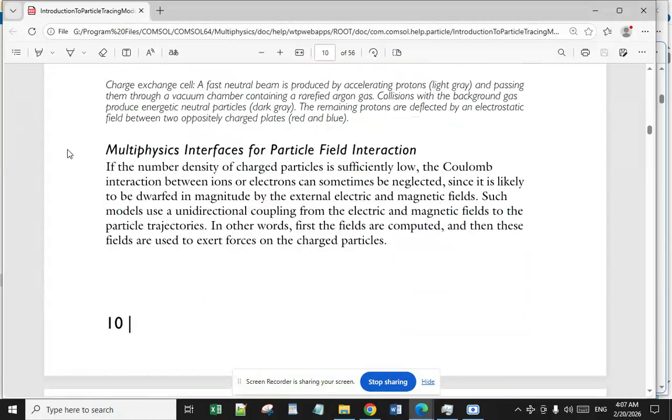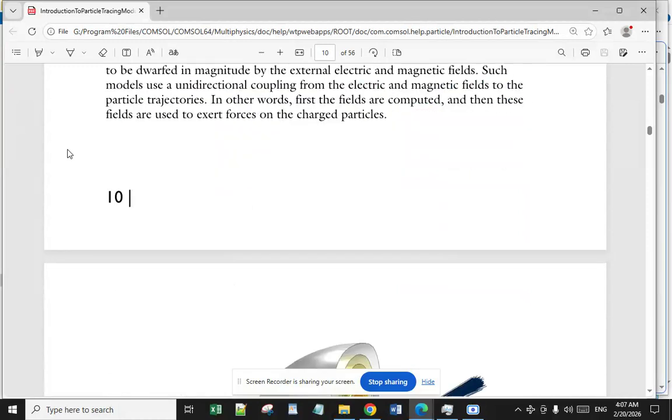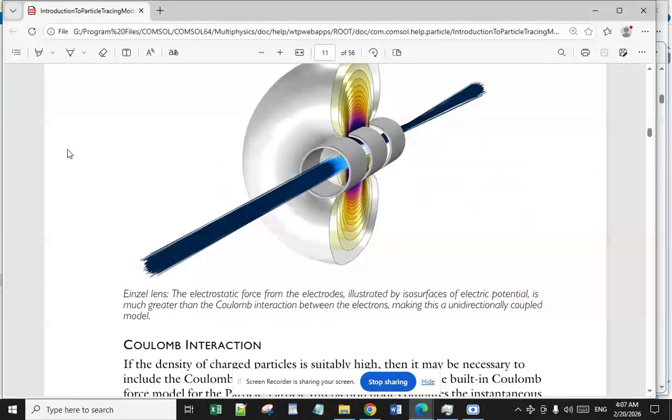Multiphysics interface for particle field interaction, which I will describe later.